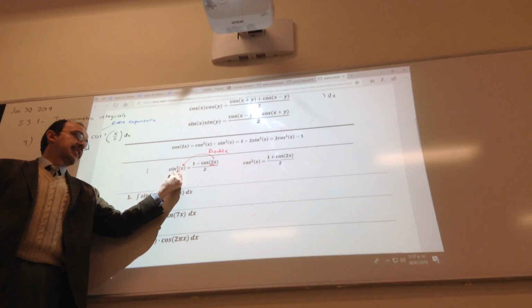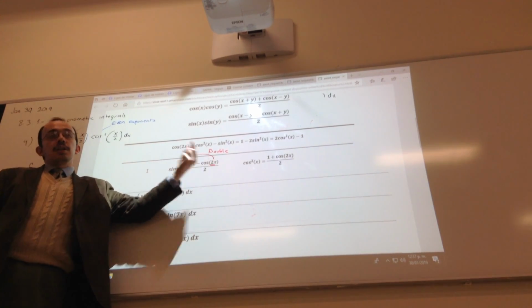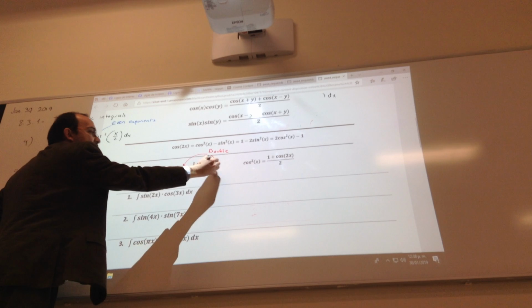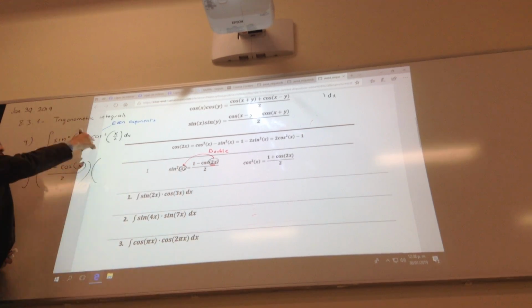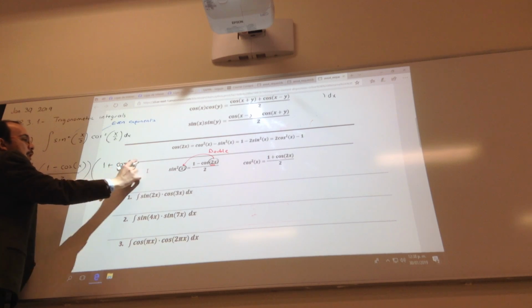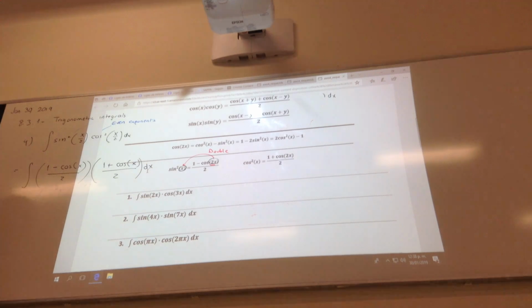If this is, I don't know, x over 2, the double of that is going to be just x. So what I'm going to do is rewrite sine square of x over 2 with the formula: 1 minus cosine of x over 2. That 2 is always the same. The only thing that is double is the argument. Times cosine square of x over 2, 1 plus cosine of x over 2, dx.